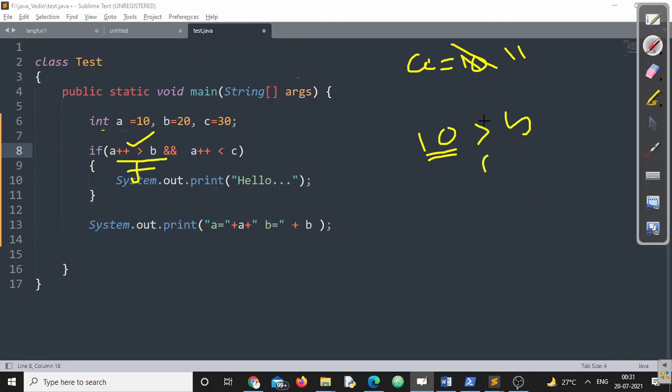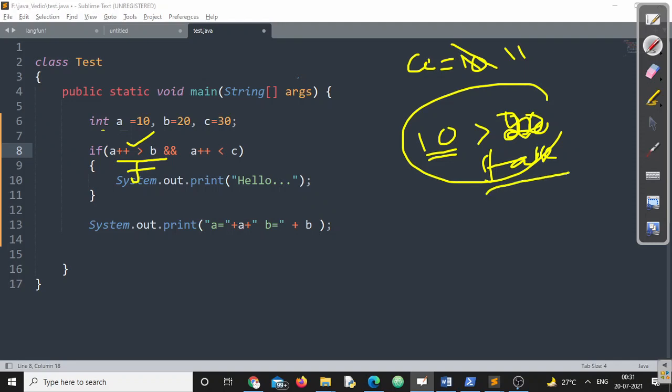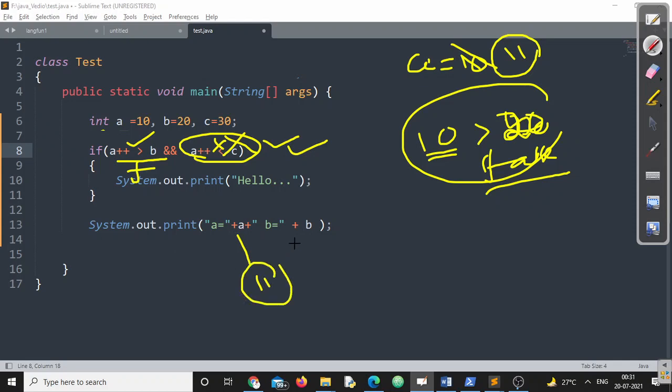Now 10 greater than 20, whether this is true or false? You will say, sir, this is completely false. Since this is false, will the second part be evaluated or not? 100% sure this is not going to be evaluated. Remember, the value of a will remain 11. But in the previous case, the value of a was 12 because the second operand was also getting executed. Clear?